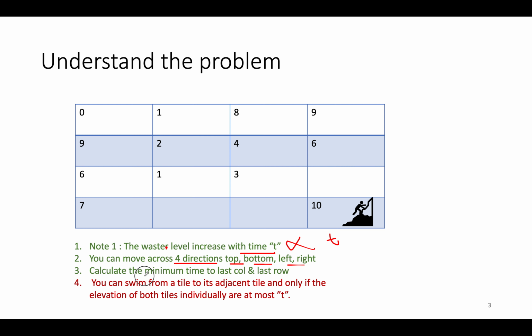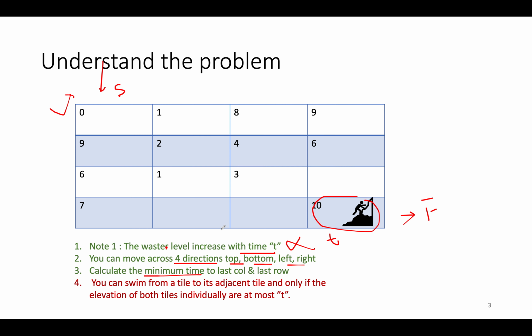You need to calculate the minimum amount of time to reach the last column and last row, provided you are starting from the 0th column and 0th row. So this is your start point, and this is your finish point, your goal point.